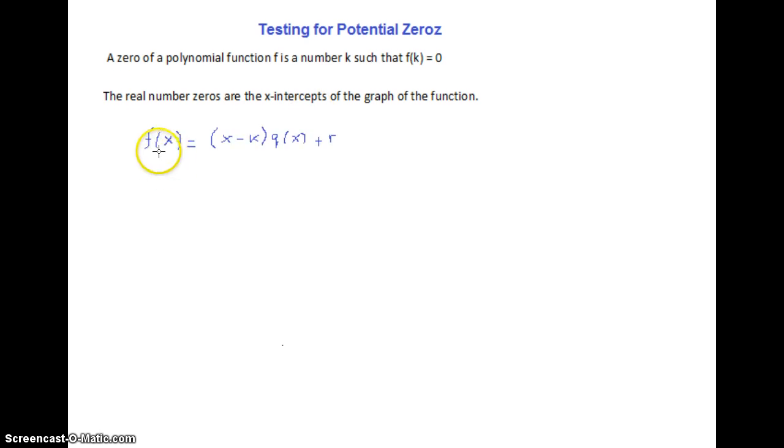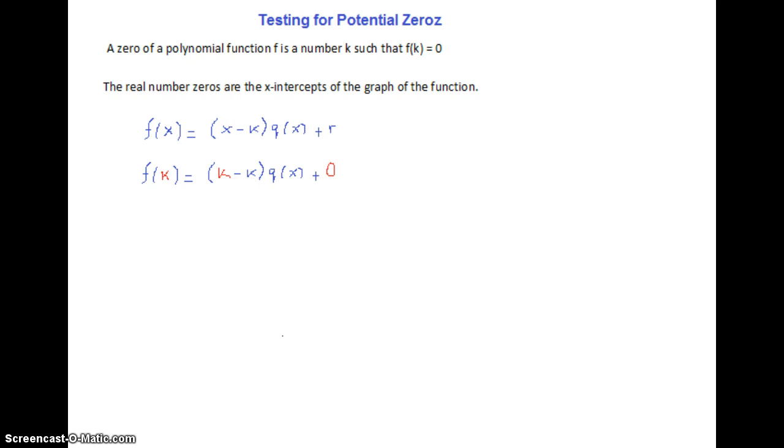But if k is the zero of the function, then it will make it 0. So if we substitute here x with k, we see that the remainder must equal 0, because the function must be 0. So we can use synthetic division to find f of k, and if the remainder is 0, then f of k will equal 0, and k will be a zero of the function. By the way, a zero of a function is also called the root or solution of the equation f of x equals 0.